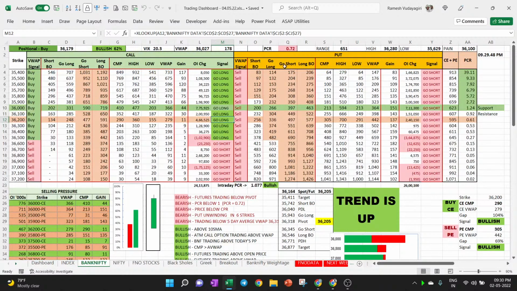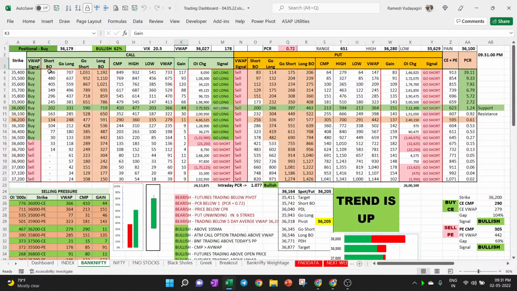This is for call options and these are put options. For call options, we are given 4 levels: short breakout, go long, go short, long breakout. And then the current market price, the high and low, the VWAP, how much gain we made against the VWAP, and open interest change and signal. These are the things given for the call option, and similarly for the put option. What I am going to tell for the call option applies to the put option also.